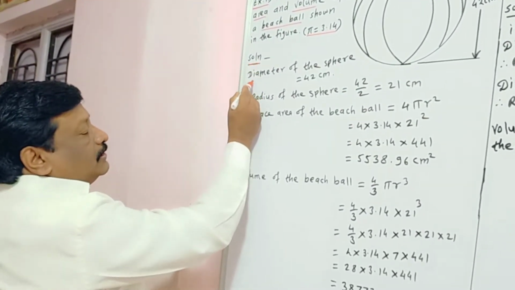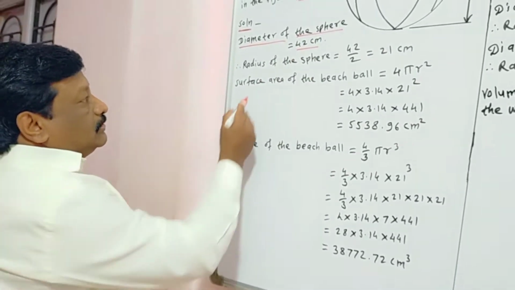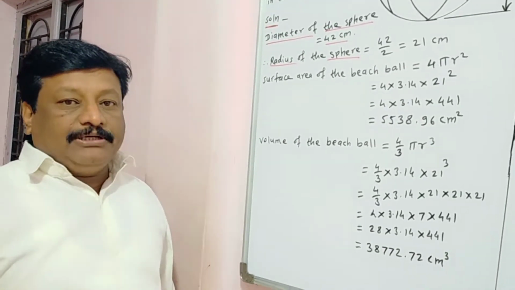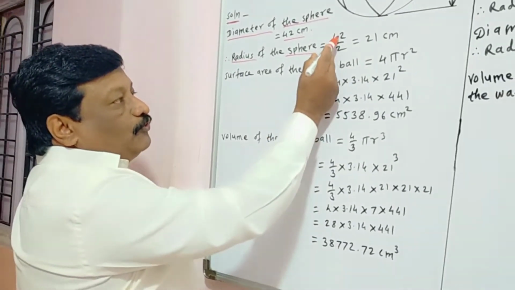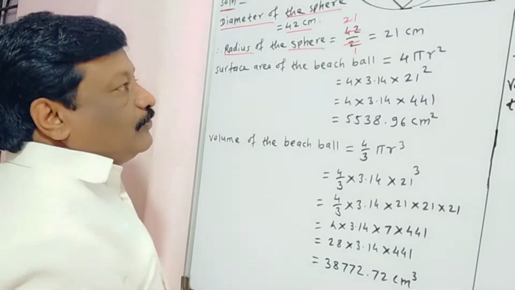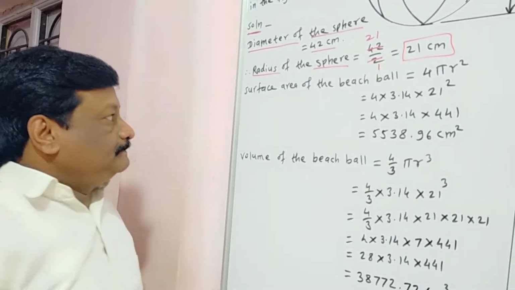So solution, diameter of the sphere is 42 centimeter. Therefore radius of the sphere is half of the diameter. That's why equal to 42 upon 2. 2 ones are 2, 2 21s are 42. Therefore radius is 21 centimeter.